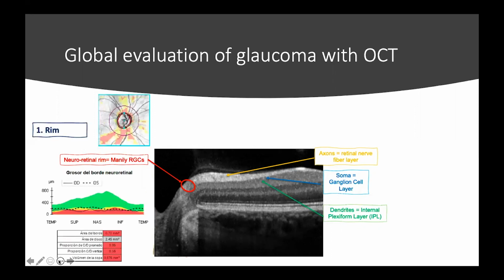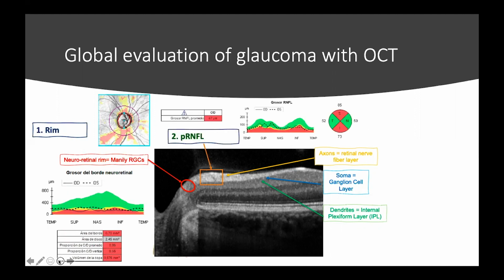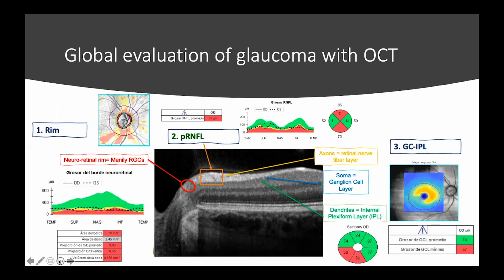So OCT can assess each of these separate entities in a way that we can have a complete evaluation of the neuropathy. So we can see the rim, and we have the analysis of the area of the rim, disc, volume. Then we can assess the peripapillary retinal nerve fiber layer of these axons at the surroundings of the disc. And then at the end, we can see also the ganglion cell and IPL layer all together to have an idea of what happens in this location as well.